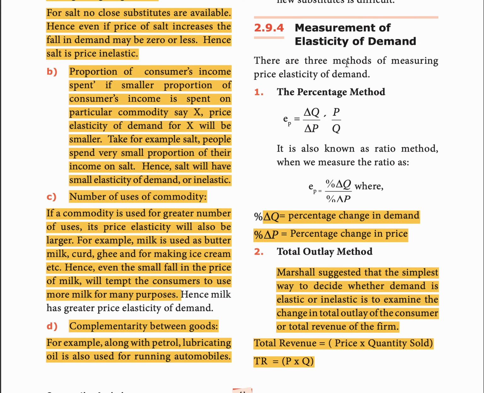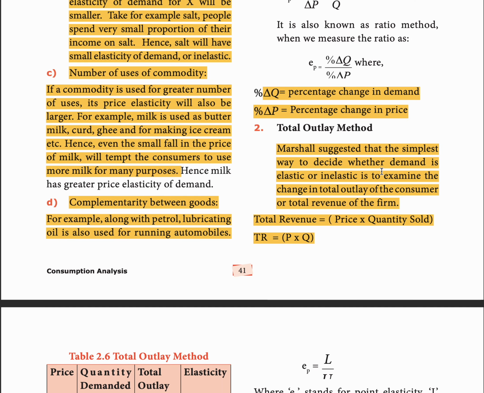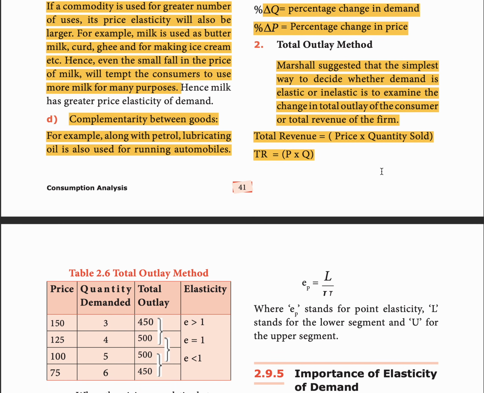Now we will understand the measures of elasticity of demand. First is the percentage method: delta Q upon delta P, that is, percentage change in demand over percentage change in price. Now, total outlay method. What is the total outlay method?